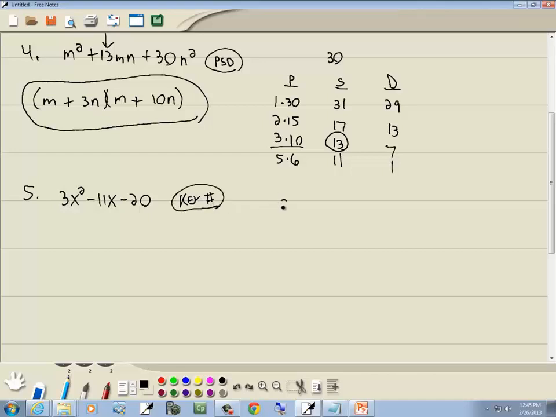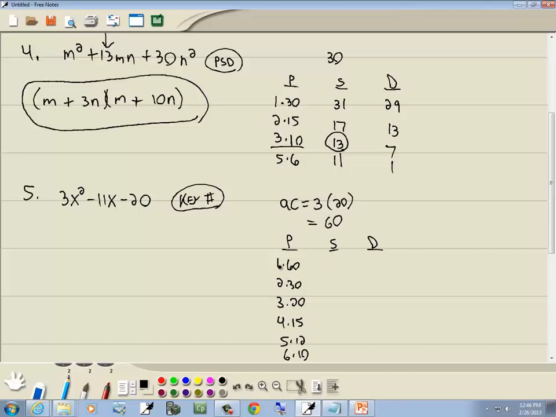With key number, we take the number at the beginning times the number at the end, ignoring signs. So we're going to take 3 times 20, and that gives us 60. And we're going to come up with our 3 columns again. We're going to use them slightly different, though. We'll write down all products to give us 60. We got 1 times 60, 2 times 30, 3 times 20, 4 times 15, 5 times 12, and 6 times 10.